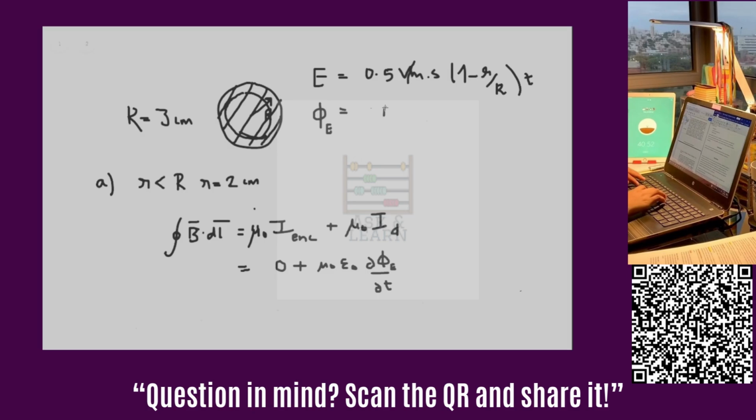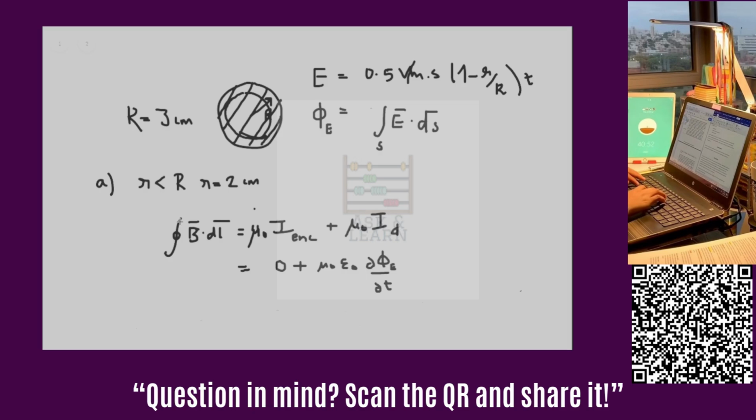Now phi of E is always given as E dot dS, where dS in this case is the area element over this entire surface, so over the entire cylindrical surface in this case. So we need to find out the magnetic induced field for the case where we have r equal to 2 centimeters. So if r is equal to 2 centimeters, it is less than the capital R.